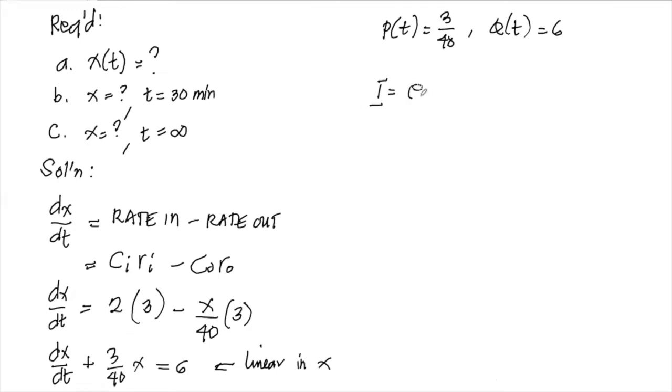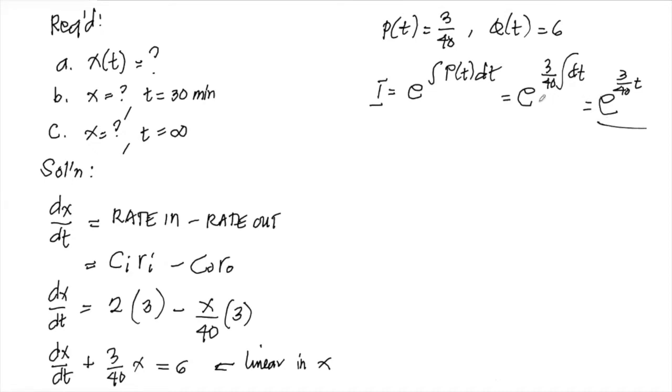So the integrating factor is, the formula is yan, I equals e raised to the integral of p as a function of t times dt, equals, yan, t siya kasi nga independent variable natin is t. E raised to p of t is 3 over 40. Since constant yan, ilalabas na natin siya dun sa integral symbol. So 3 over 40 integral of dt. So the answer is e raised to 3 over 40 times t. This is our integrating factor.